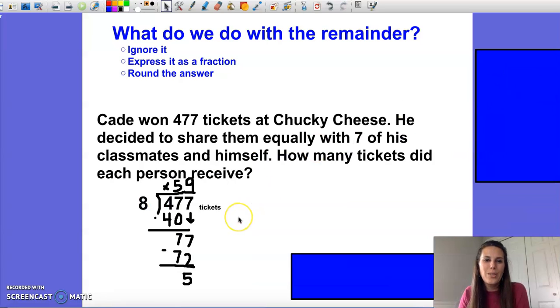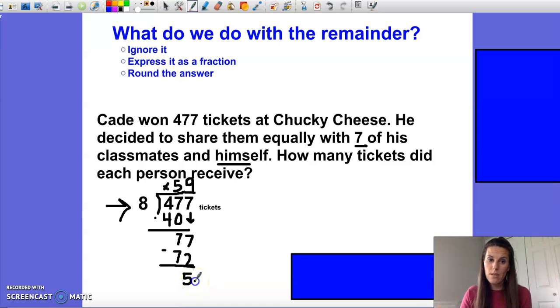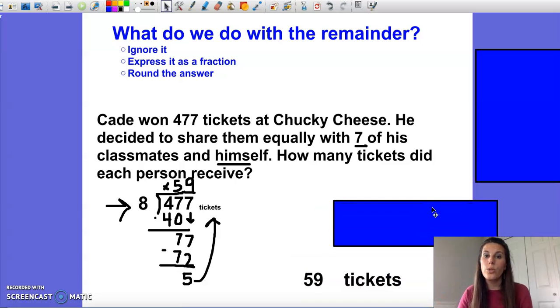All right. When you did your math here, this one's tricky because it's Cade and 7 of his classmates. So that's where we are getting himself plus the 7, which is why you need to make sure you divide by 8. So if you made a mistake, that might be why. When you do that, you get an answer of 59, and 5 are left over. 5 what? 5 tickets. So what do you do with those remaining tickets? Now you can't break tickets up because the store clerk isn't going to take them to redeem prizes. You can't magically make more appear, so you're going to ignore them, and your answer will just be 59 tickets.